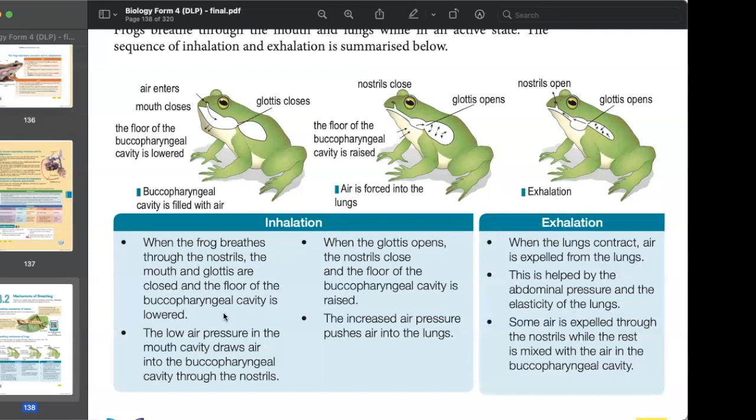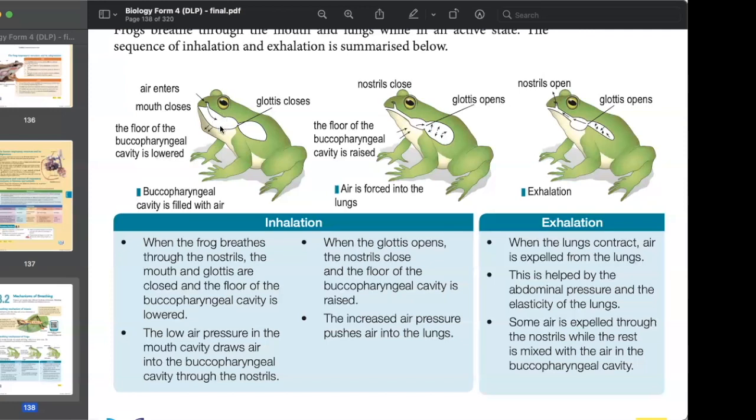bucopharyngeal cavity is lowered. Okay, so pertama sekali, step yang pertama, mulut tutup. Okay, mulut tutup. Flow of bucopharyngeal cavity ni dia ke bawah, lowered. And then glottis close. This will end up, okay, so bila benda jadi, apa yang terjadi? What will happen? We can say that the air pressure inside mouth cavity is, okay, jap.